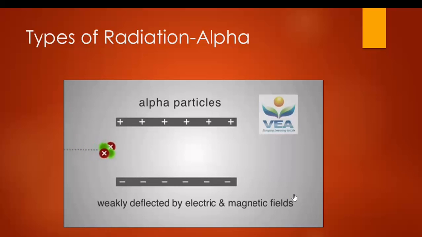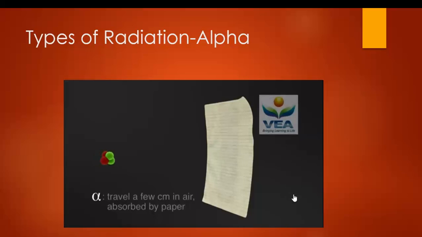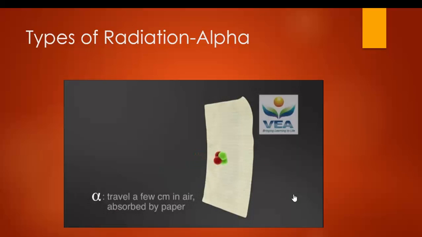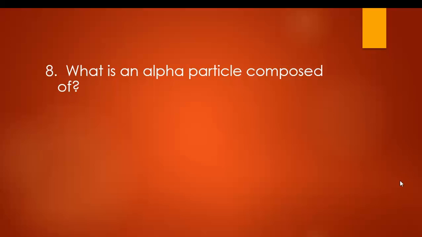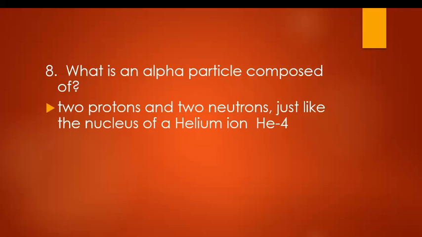Positively charged alpha particles are affected by magnetic and electric fields, but because they are relatively heavy, they are only weakly bent or deflected. They have low penetrating power and are absorbed in a few centimeters of air or by a sheet of paper. All right, so alpha particles. What are they composed of? Basically 2 protons and 2 neutrons. In essence, they are the same thing as a nucleus of a helium atom.